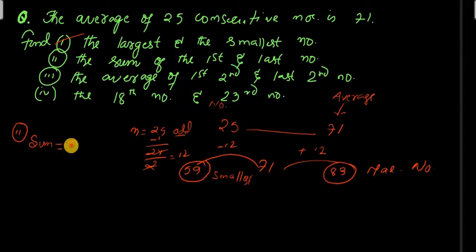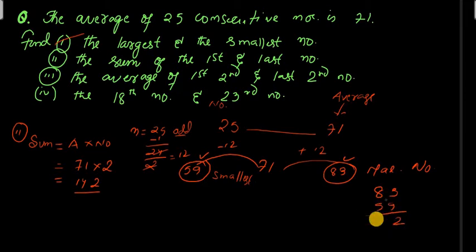By the formula, the average is 71 and the number of terms is 2, so the sum of the first and last is 2 times 71, which is 142. Checking: 83 plus 59 equals 142, the sum of the same numbers. Question number 3: the average of the first, second and last second number.